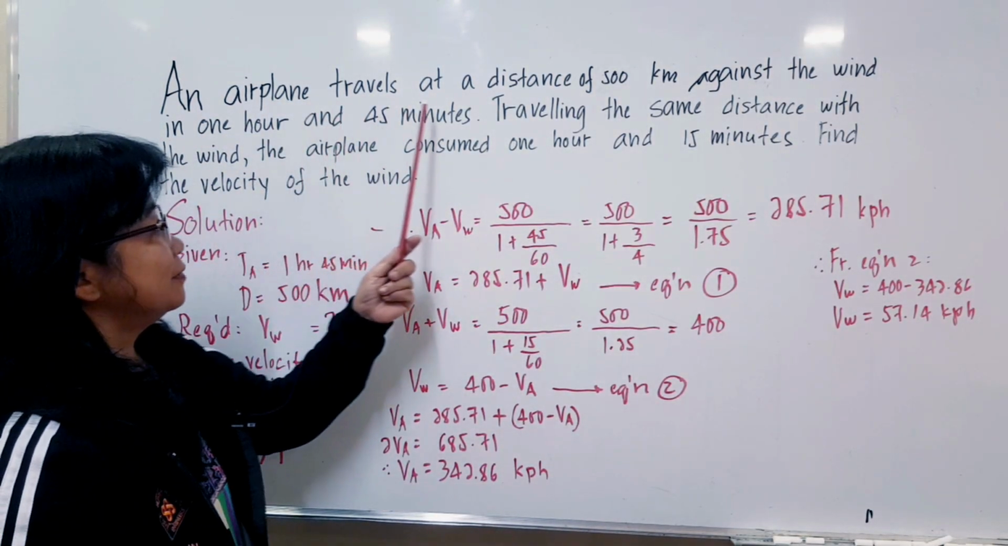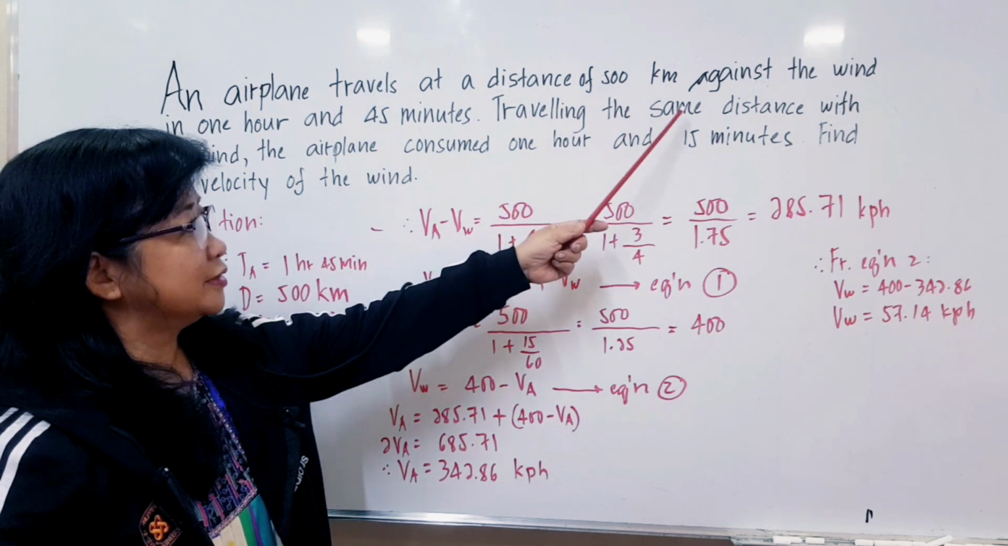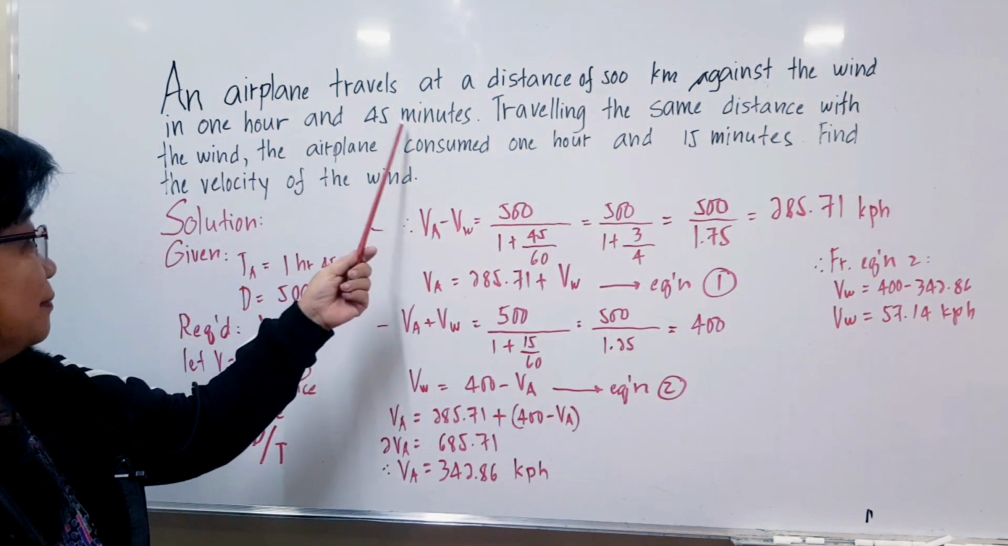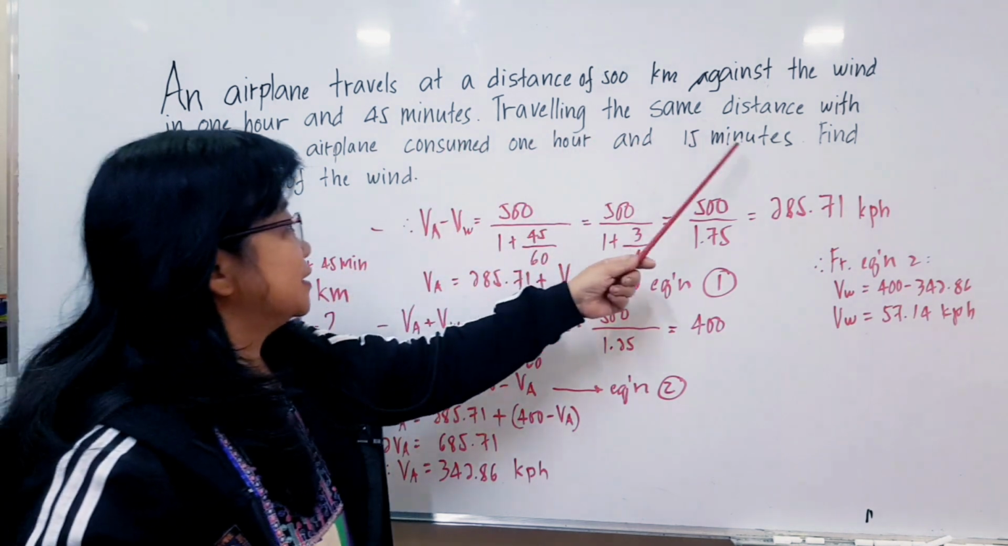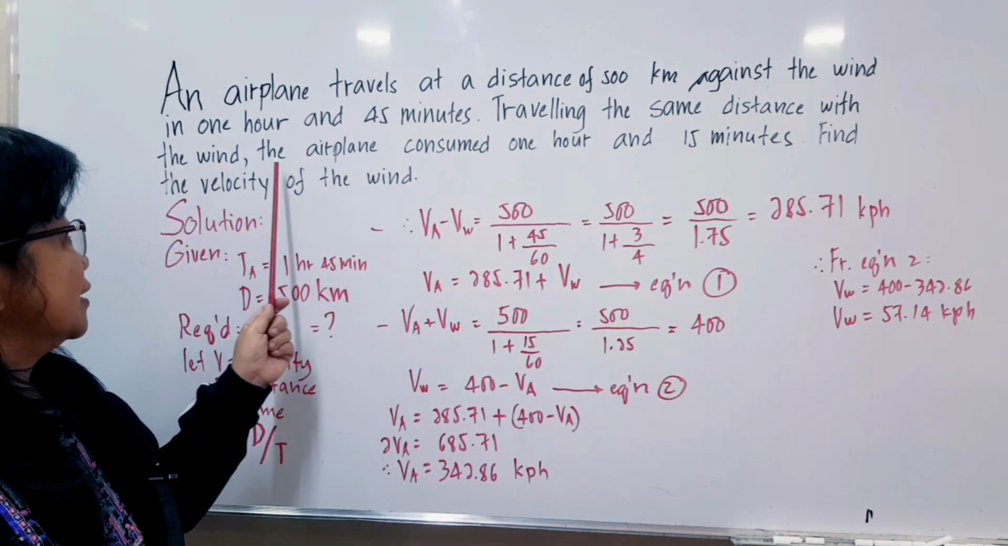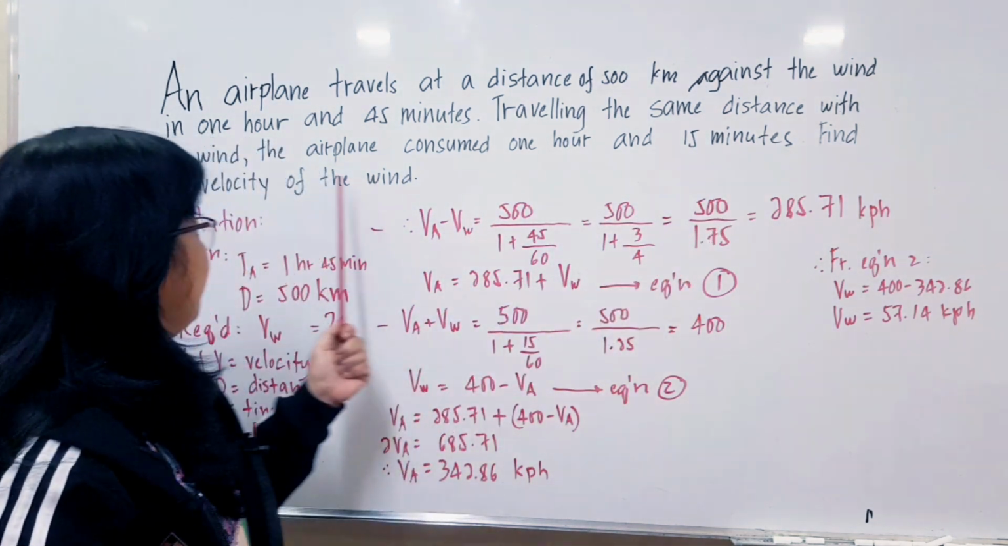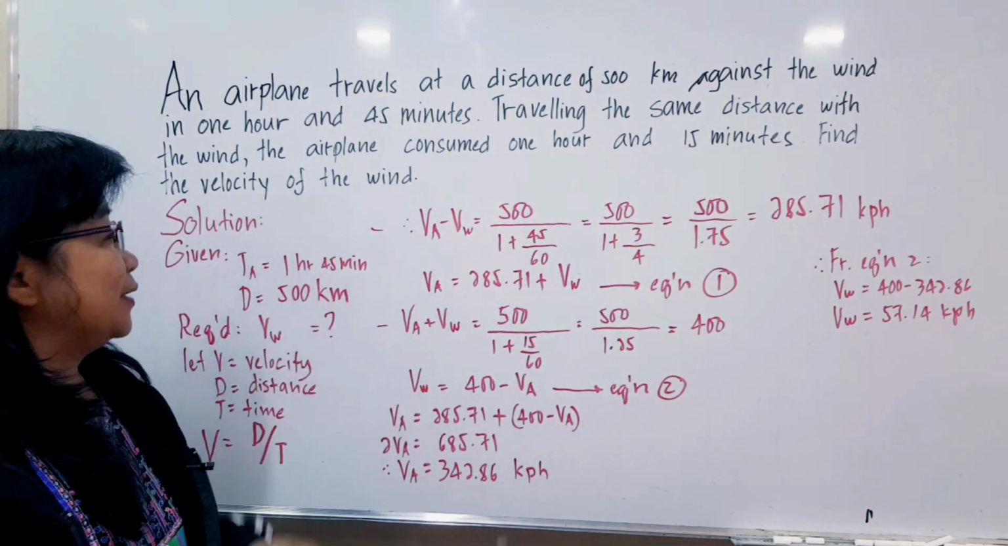An airplane travels at a distance of 500 kilometers against the wind in 1 hour and 45 minutes. Traveling the same distance with the wind, the airplane consumed 1 hour and 15 minutes. Find the velocity of the wind.